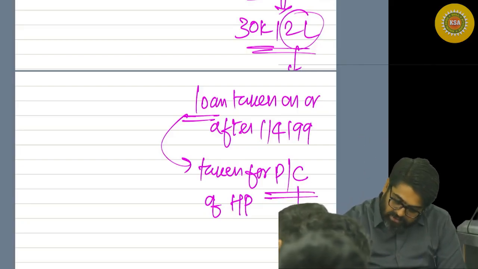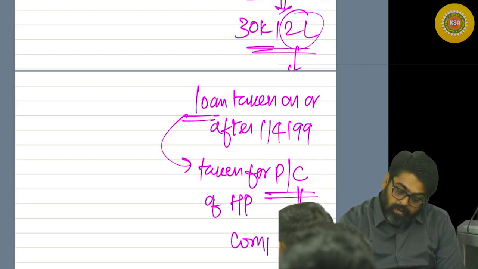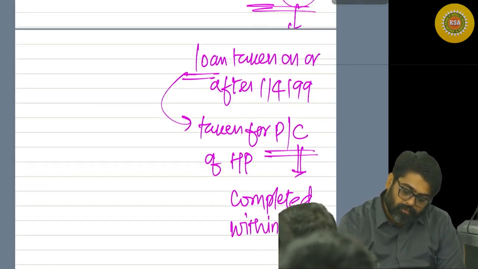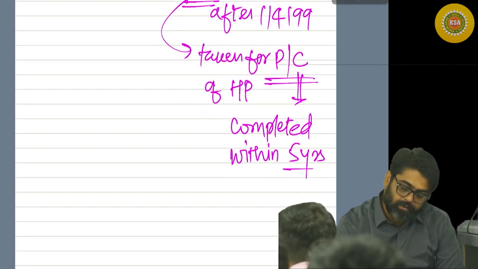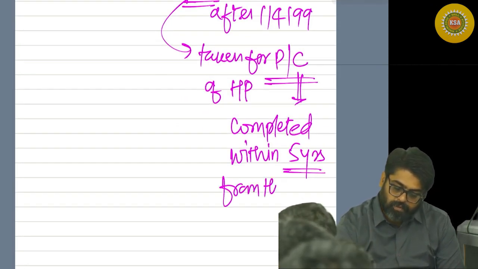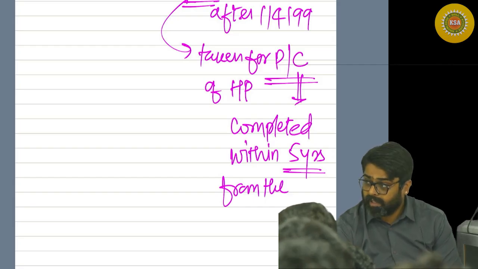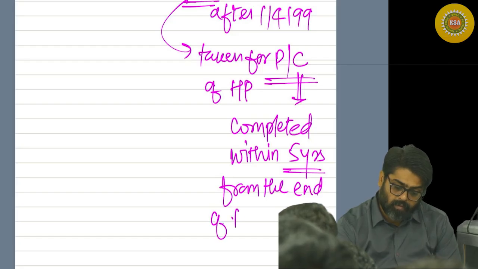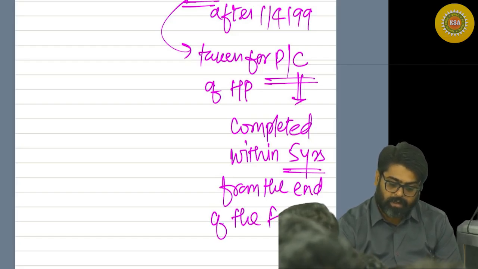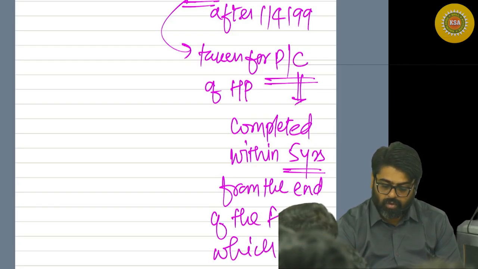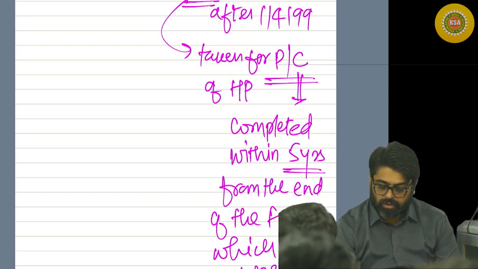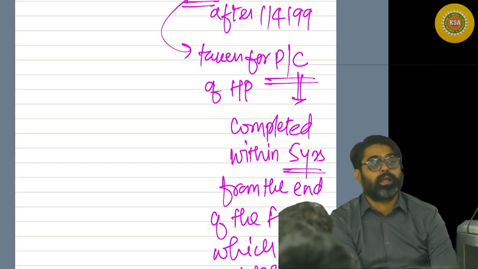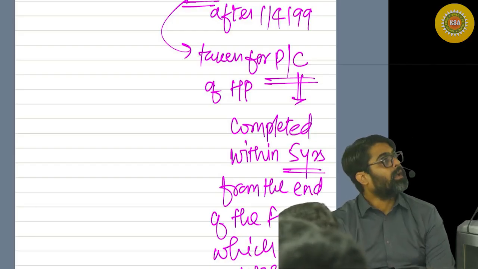And the purchase or construction must be completed within 5 years from the end of the financial year in which the loan was taken. So first you will have to check in which year the loan was taken. In which year the loan was taken.